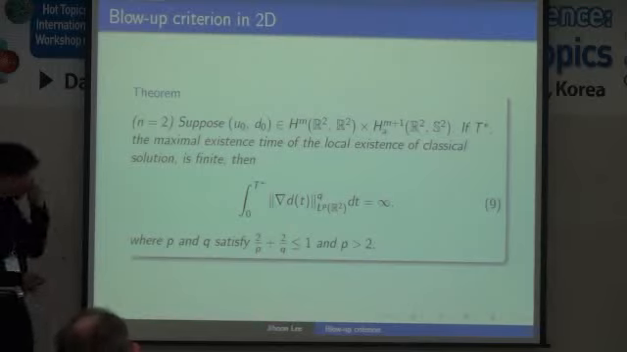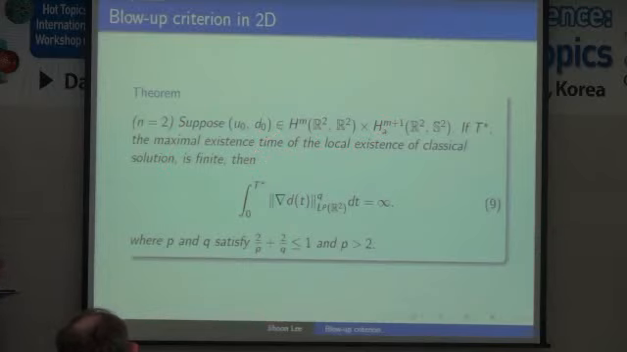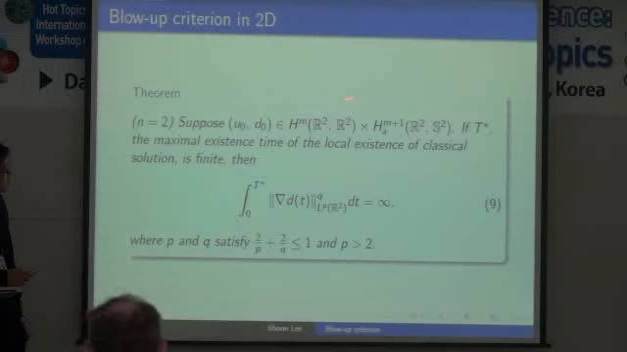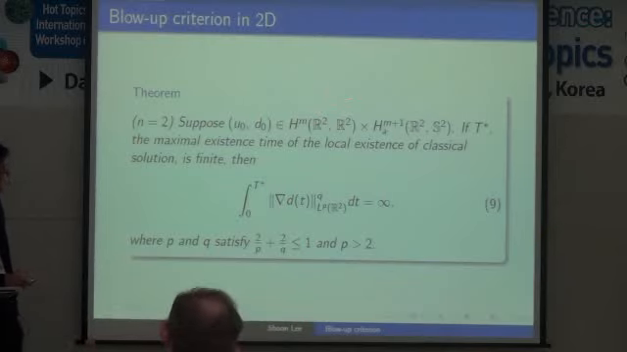Also I would like to introduce some blow-up criterion in 2D. If in 2D the initial data is in this good space, and m should be greater than 1, and T star is the maximal existence time of the local classical solution, if T star is finite, and this is the first blow-up time, then this quantity should be infinity. This says L^P in space and L^Q in time is infinity. And so this is 2 dimensions.